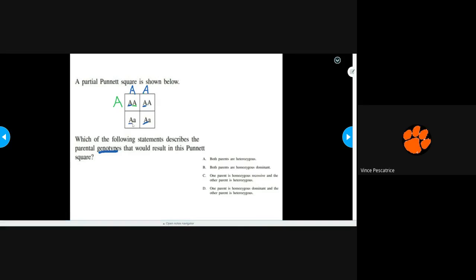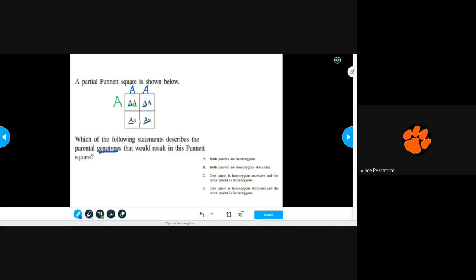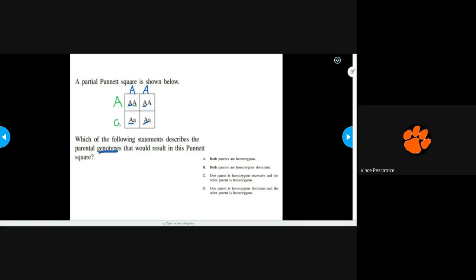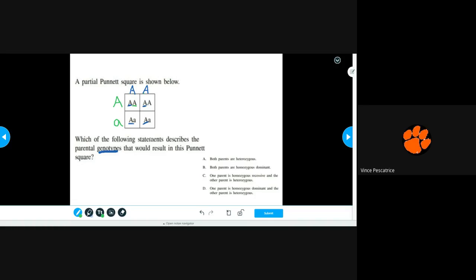So if the father's also giving a capital A over here, that means in these two boxes you see a recessive gene, a lowercase a. So that means that has to come from the mother. So this is how the mother and the father's genotypes would look. So what result does that give us? Now we're going to look at our answers.